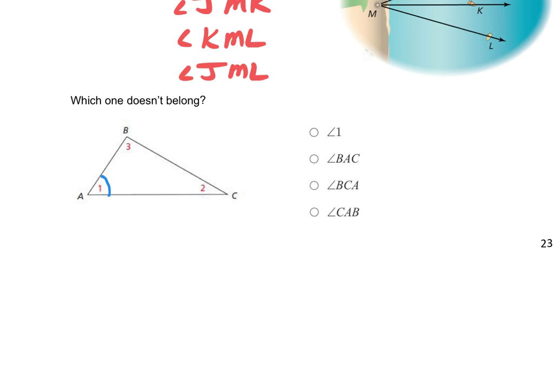What about this third one? Is this one okay? No, what's wrong here? A's not in the middle. BCA is referring to this angle right here, where C is in the middle. Last one, CAB, that's okay, because A is in the middle. So first, second, and fourth are all the same. The one that does not belong is the third one.